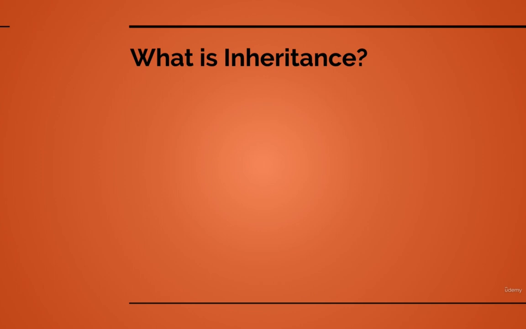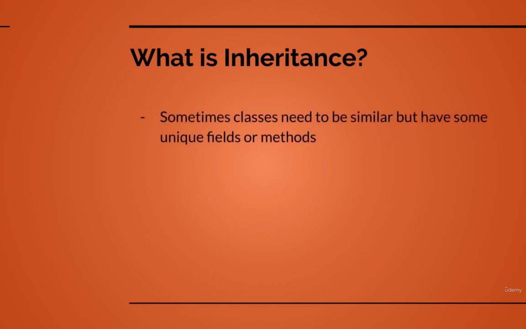So then what is inheritance? Sometimes classes need to provide very similar implementations, but there'll be some differences between them. There'll be some unique fields or methods. Now, if two things are very similar in code, we may end up with very similar implementations. And where possible, we want to try to not repeat code. Okay, write the code once, and then we can use inheritance to avoid having to rewrite it.